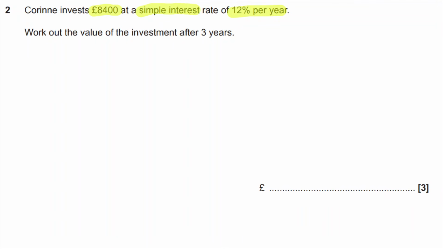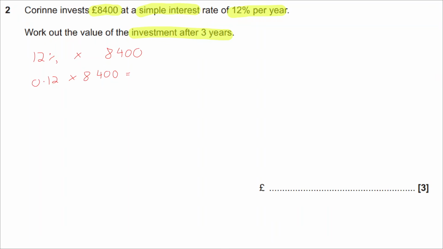Work out the value of the investment after 3 years. So basically, you want to find 12% of your amount, which is 8,400, and that's going to be for 1 year. Now in maths, if you find a percent of something, you're just timesing them, so you're doing 12% times this. Now 12% as a decimal, you can just write as 0.12. If you times that by 8,400, that's going to give you 12% of this number.